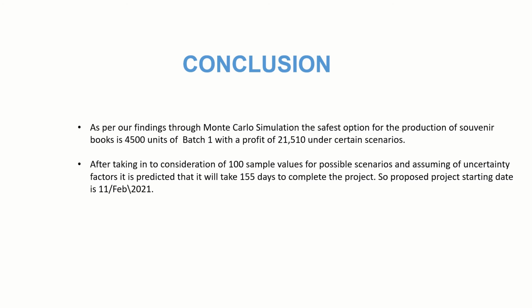We have come to the conclusion that, as per our findings from the Monte Carlo simulation, the safest option for the production of souvenir books is 4,500 units for batch 1 with a profit of 21,500 pounds under uncertain scenarios. After taking into consideration 100 sample values for possible scenarios and assuming uncertainty factors, it is predicted that it will take 155 days to complete the project. So the proposed project starting date is 11th February 2021.